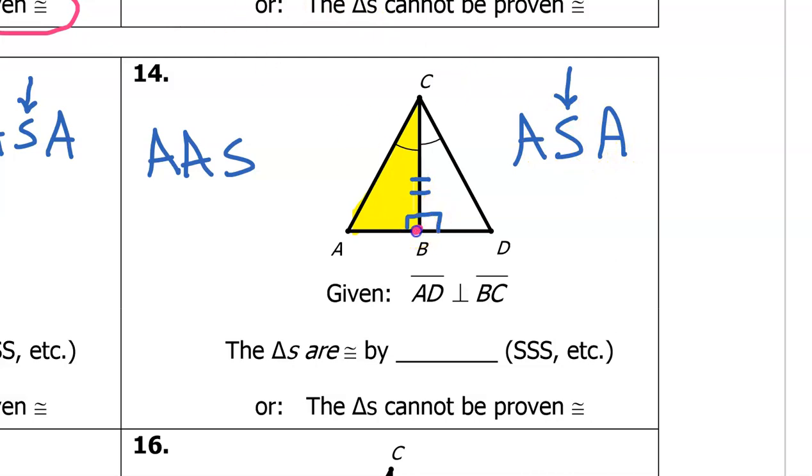Here is one angle that's marked. Here's the other angle. Here is the side between those two angles. Is that the side that is marked? Yes, it is. The congruent side is between the two angles. That means this is angle, side, angle.